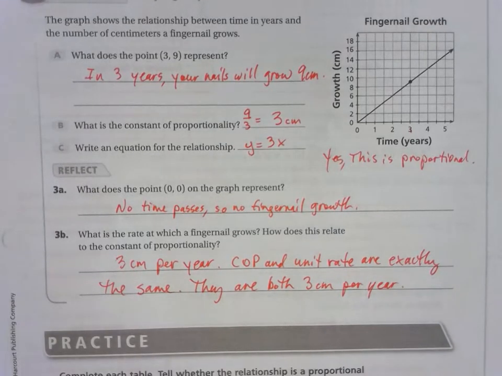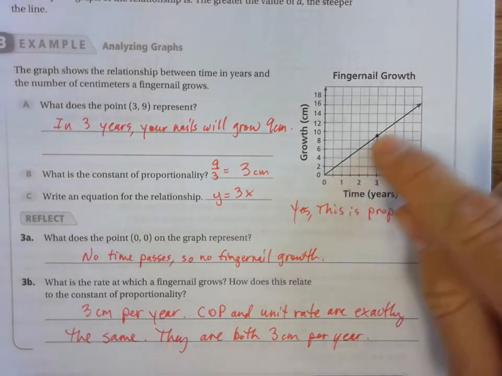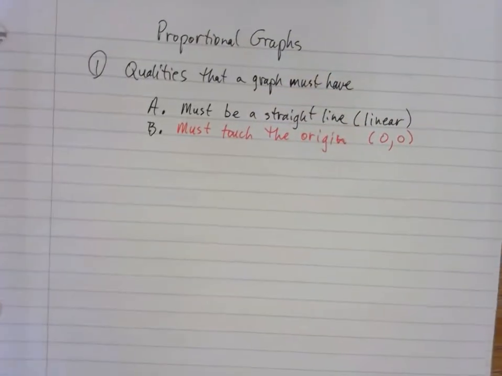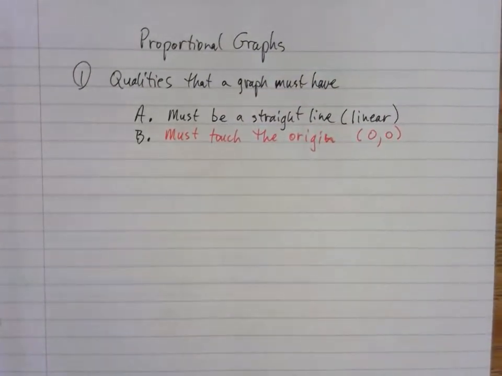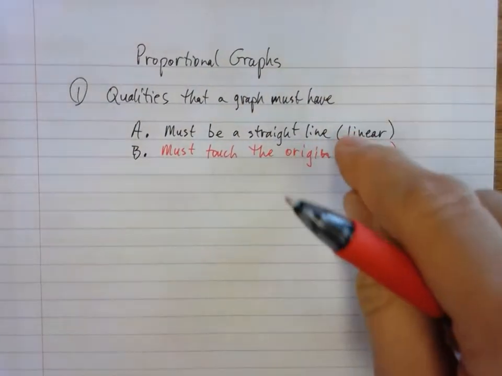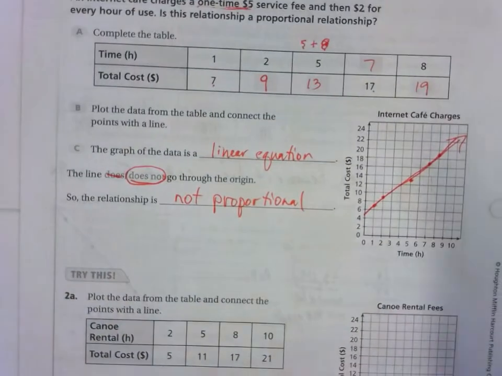Alright, so you're going to have some practice with some tables here, and you're going to have some graphs to do. Just remember that the main 2 things on the graph are, it's got to be a straight line, and it's got to go to the origin. Must be a straight line. Must go to and touch the origin. Those are the 2 big things for a proportional graph. If they do those 2 things, it's a yes. If they don't do those 2 things, it is a no. Like this one over here. Did not touch the origin, it was a no.